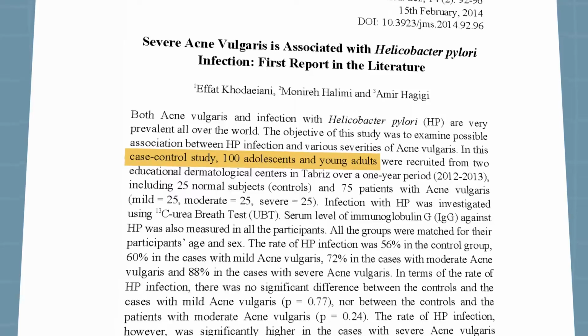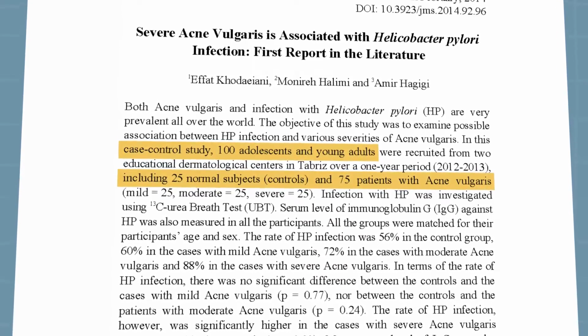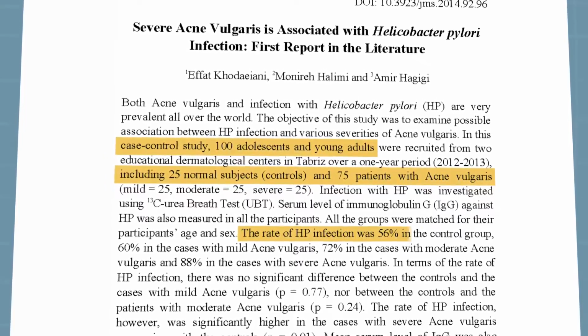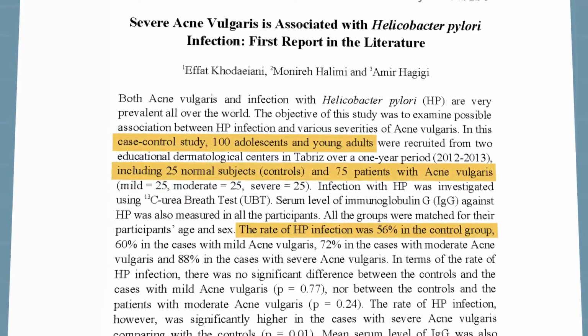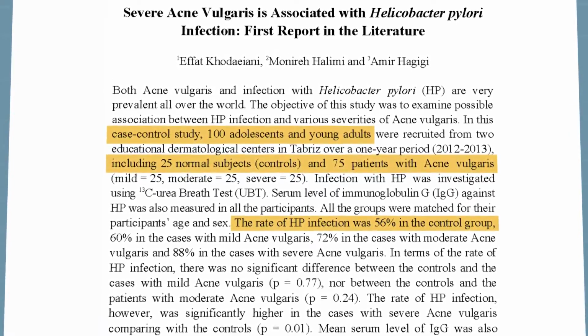It's one of the reasons we know H. pylori can be associated with SIBO, small intestinal bacterial overgrowth. So is it just me saying that there's a problem with H. pylori and acne? As it turns out, no. There was a case-controlled study of 100 individuals. They had 25 controls and 75 acne patients. And what they found was that 56% of people in the control group, so no acne, did have H. pylori. So half did, half didn't.